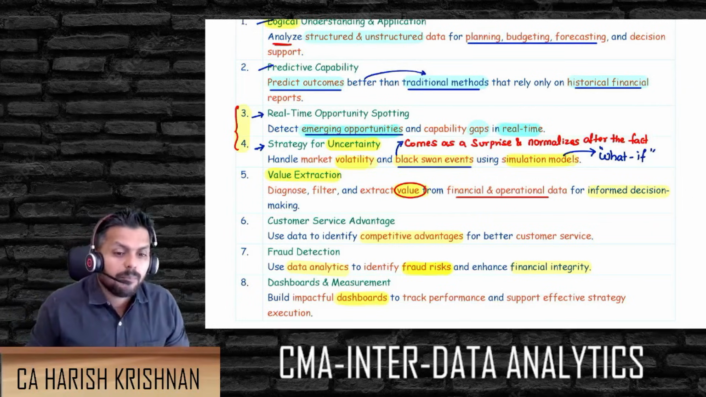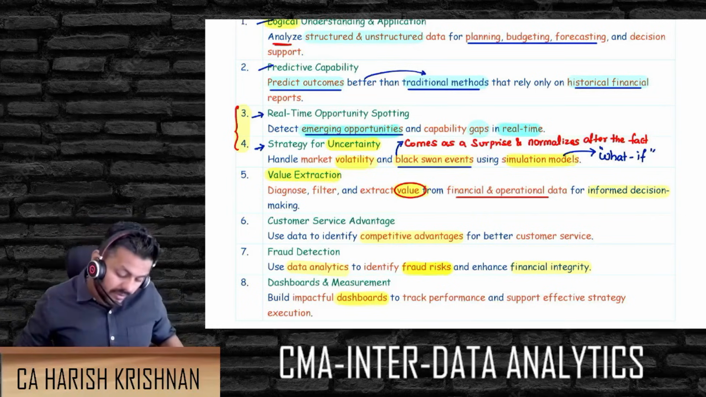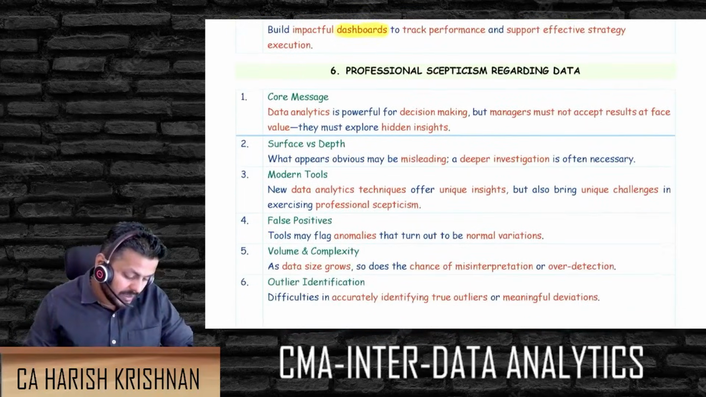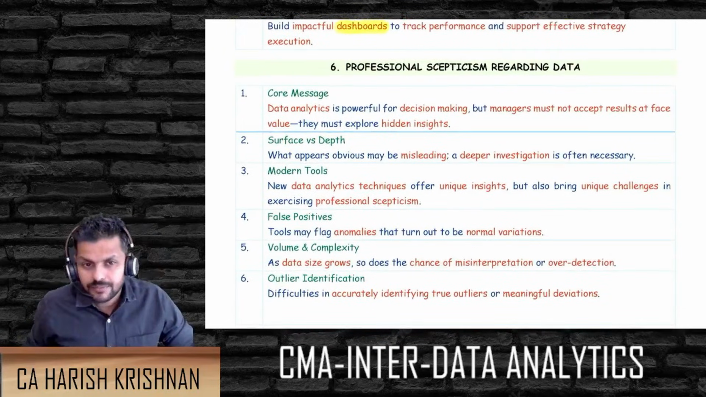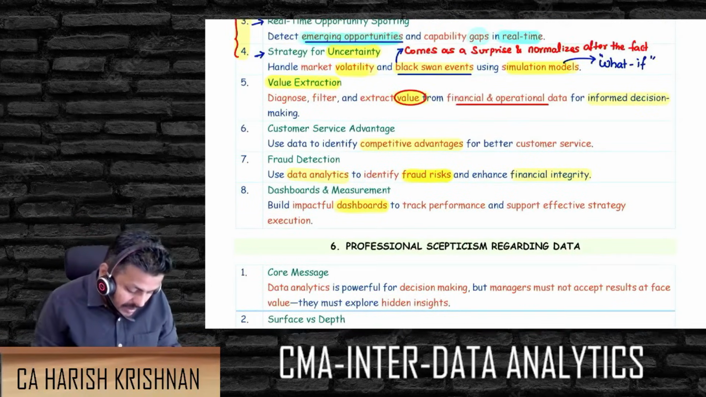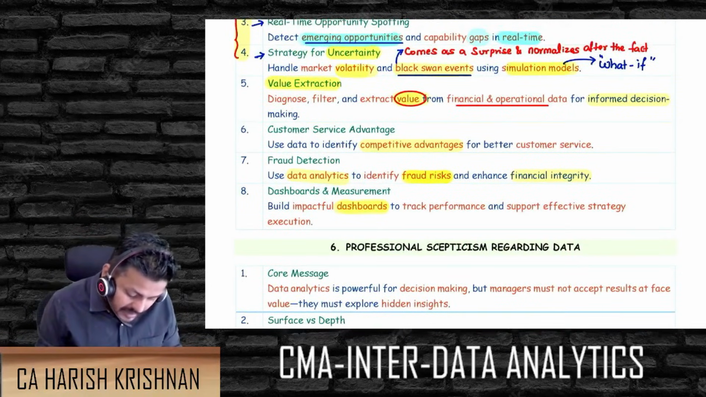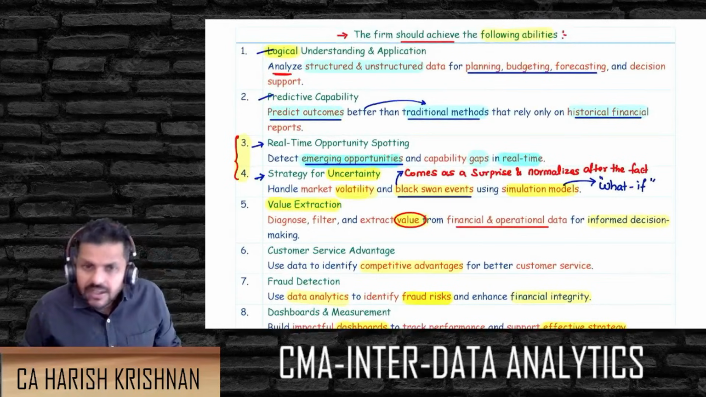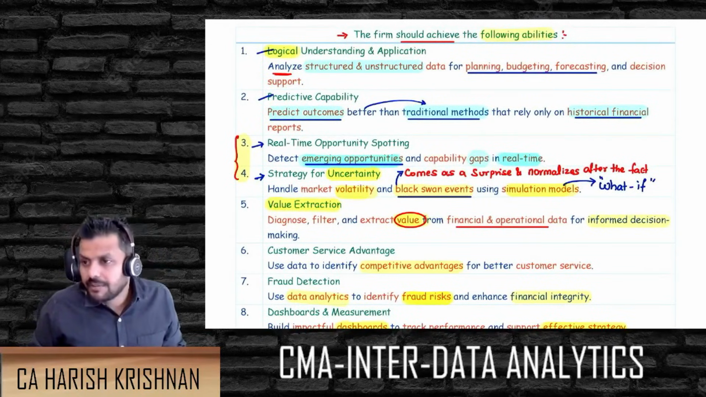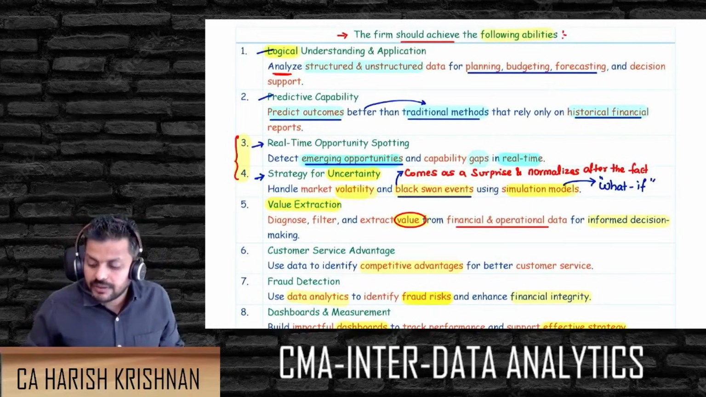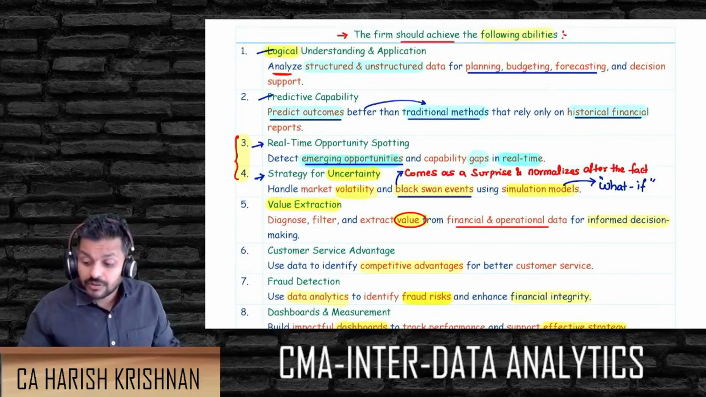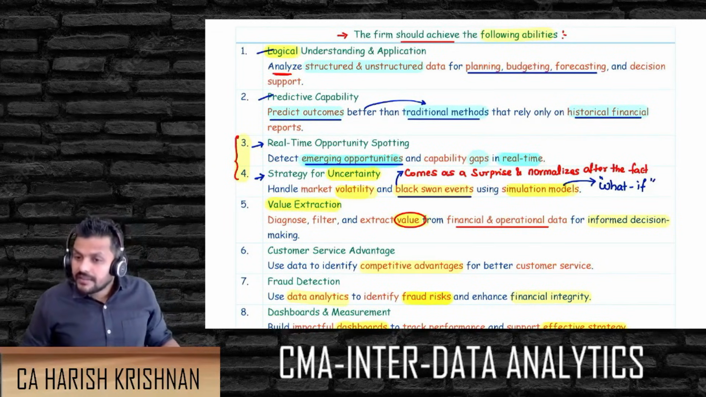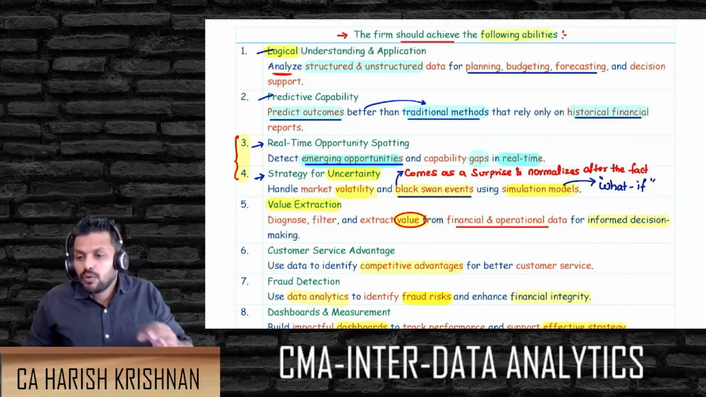So that is build impactful dashboards to track the performance and support effective strategy execution, followed by professional skepticism regarding the data. We will talk about it. So guys, these are, every firm should achieve the following abilities. If you have information, it is not enough. You should use that information to your advantage. Use your information to the advantage of making quality decisions. Then only this exercise will be considered to be a fruitful aspect.